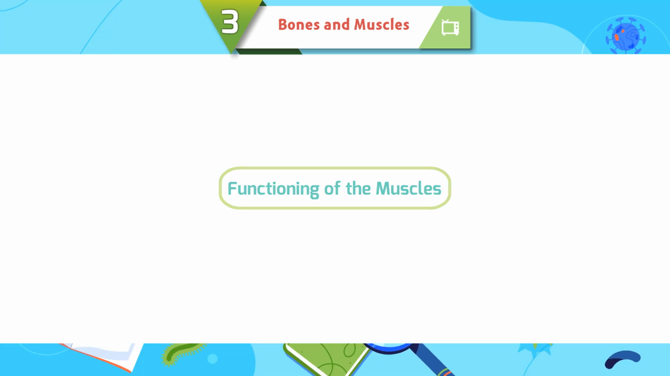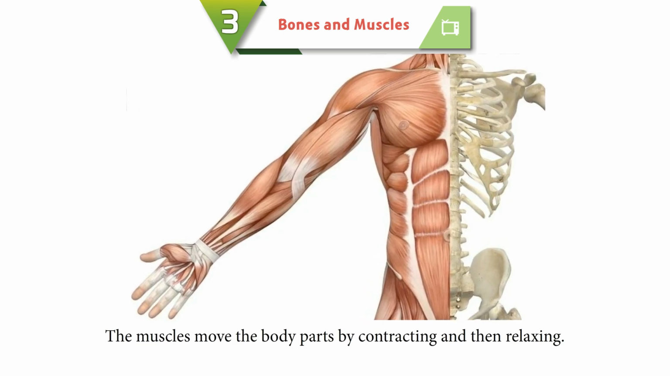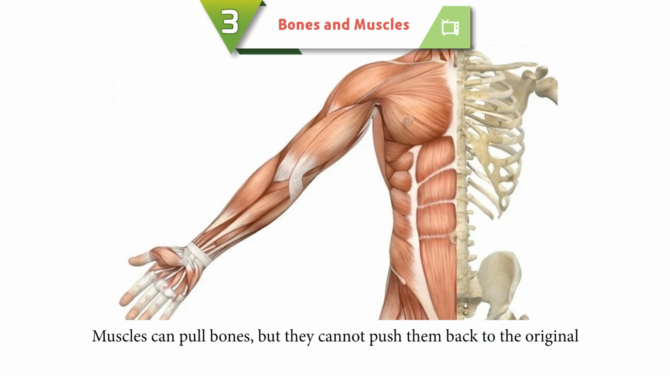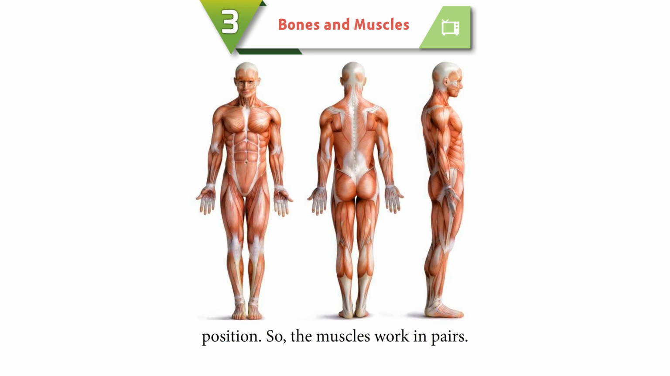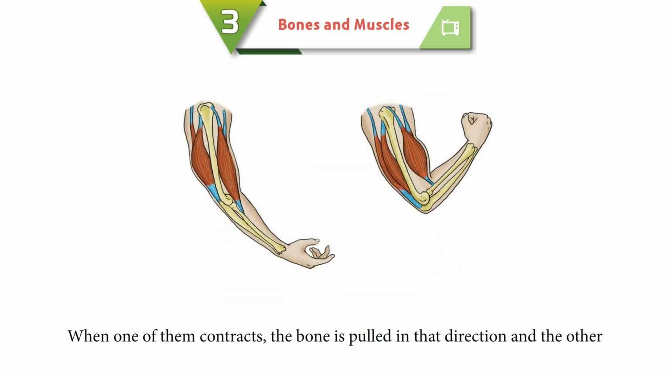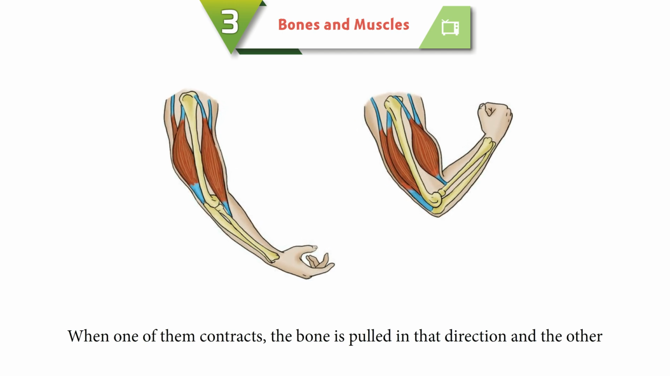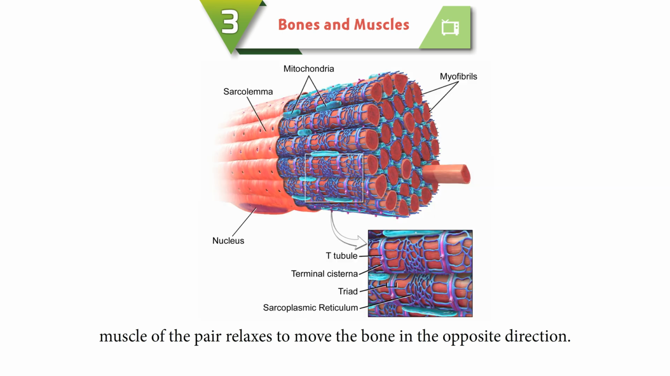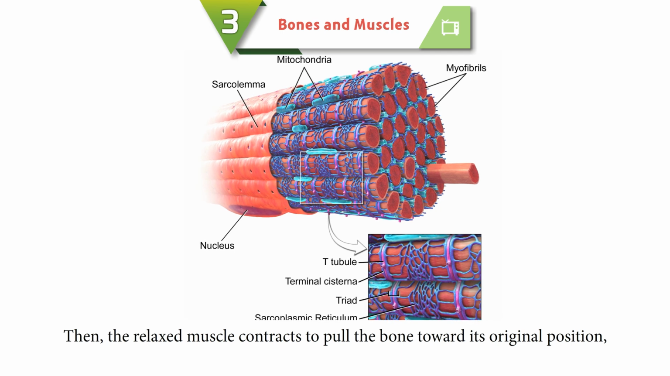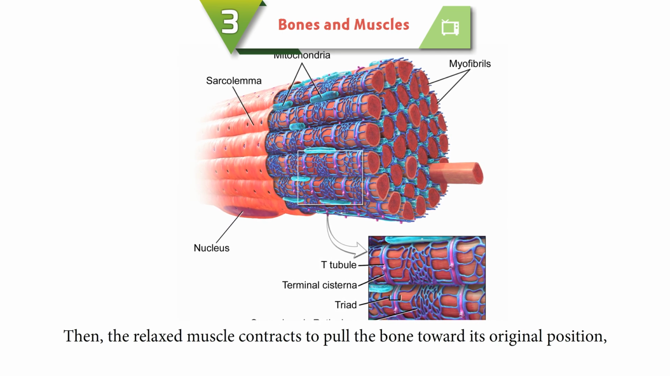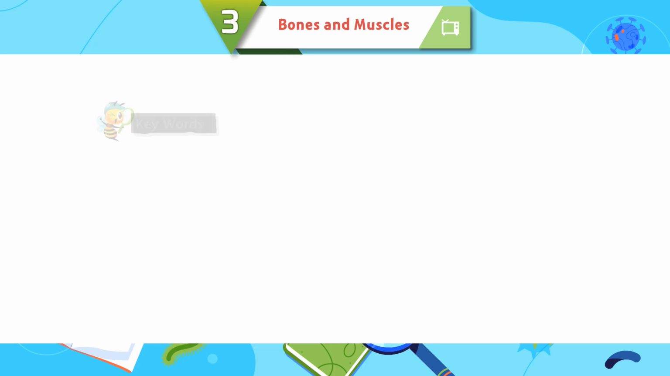Functioning of the muscles. The muscles move the body part by contracting and then relaxing. Muscles can pull bones, but they cannot push them back to the original position. So, the muscles work in pairs. When one of them contracts, the bone is pulled in that direction and the other muscle of the pair relaxes to move the bone in the opposite direction. Then, the relaxed muscle contracts to pull the bone toward its original position while the first muscle relaxes.